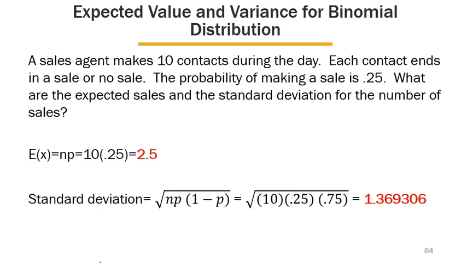All right, hopefully what you found was an expected value of 2.5, just taking the 10 times the 0.25, and then for the standard deviation you would have taken the 2.5 and multiplied it by 0.75. That would be the 1 minus 0.25, and then taking the square root of that, and hopefully you got an answer of 1.369.